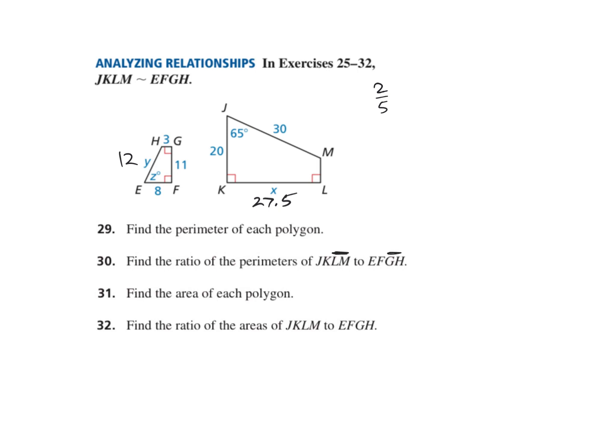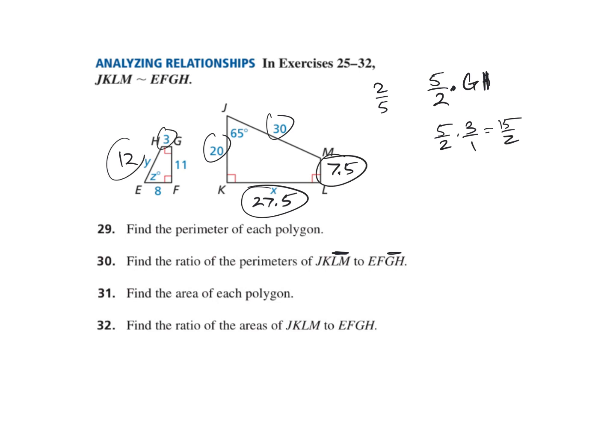Okay, so ML goes with GH, okay? So since I'm getting the bigger value here, ML's bigger, I'm going to turn this into 5 halves, and I'm going to multiply GH by 5 halves to get what ML is. So GH is 3, so 5 halves times 3 gives me 15 over 2, or 7.5. So now I can just add all those together, and that gives me the perimeter of each of the polygons. You could set up a proportion if you wanted and find ML.